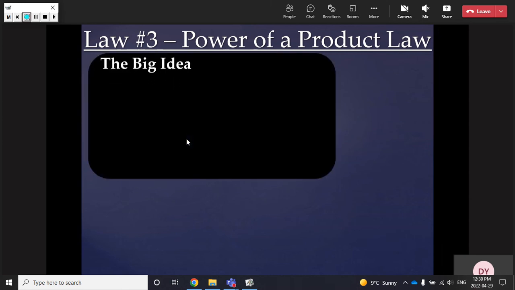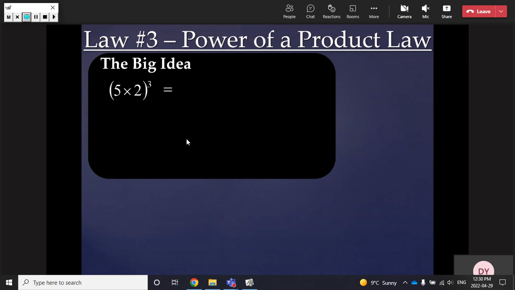So this exponent law number 3 is called the power of a product law. Product means multiplication. So for example, we have the exponent 3 here, and the base would be 5 times 2. That's what we call the power of a product law.